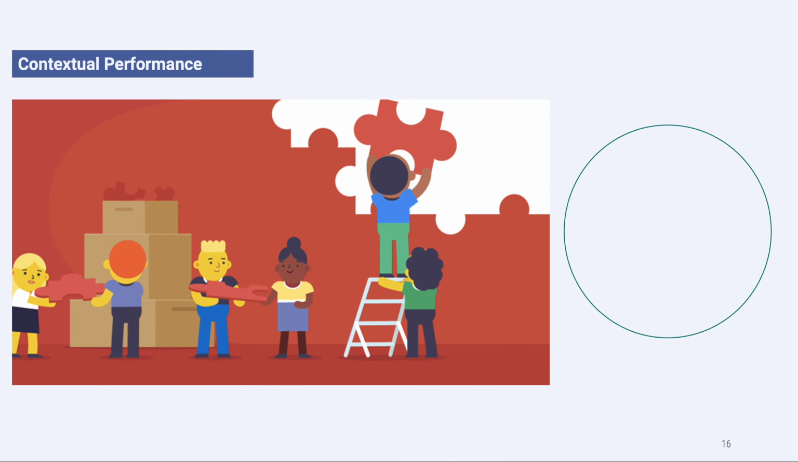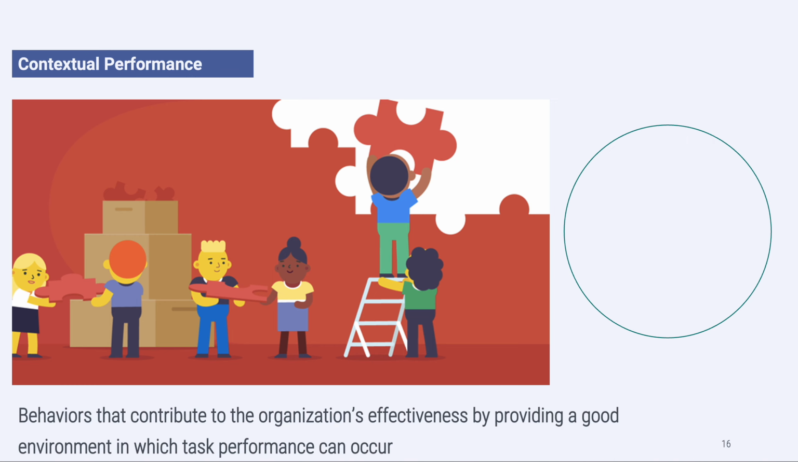The second dimension of job performance is contextual performance. Again, these are behaviors that contribute to the organization's effectiveness by providing a good environment in which the task can occur. So, more or less, these are things that an individual will do that go above and beyond, that help make the workplace an enjoyable place to be, or that improve functioning among other employees.